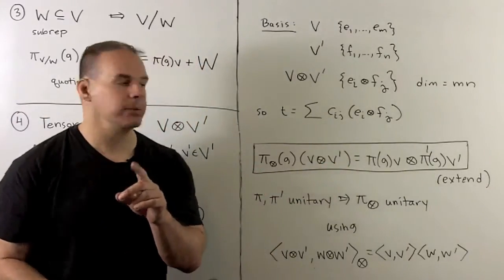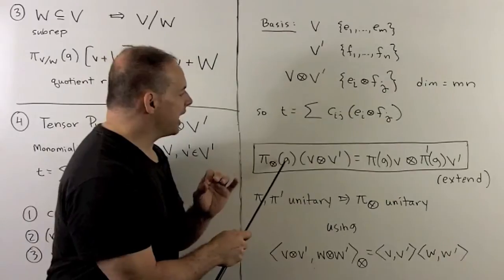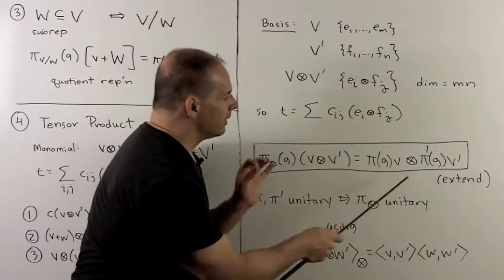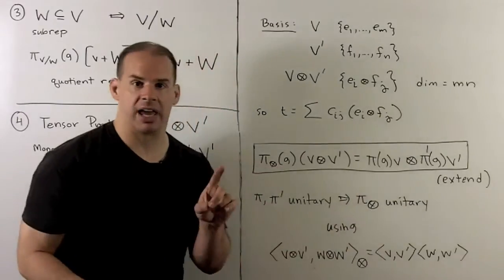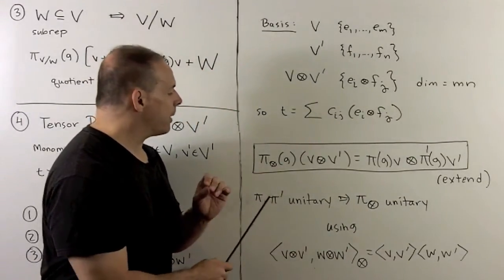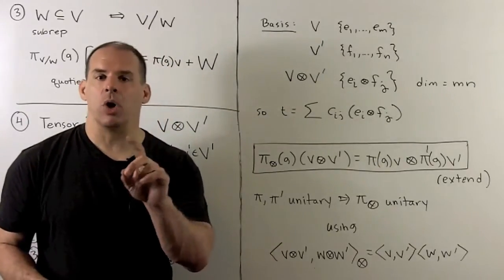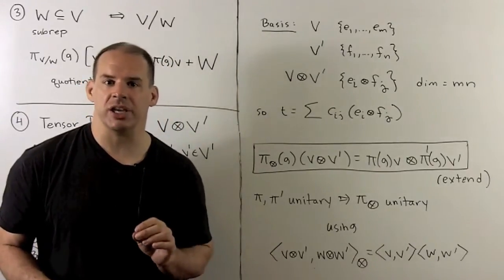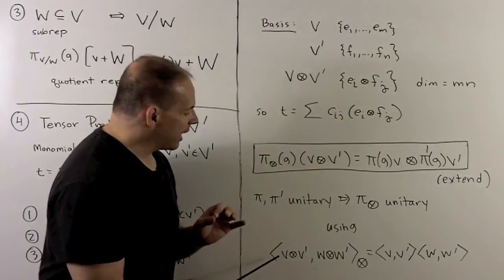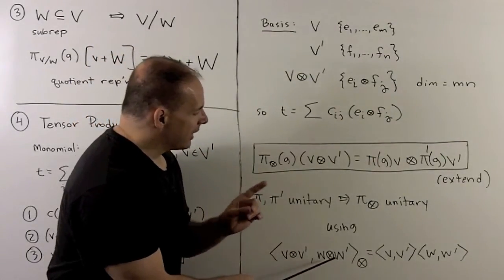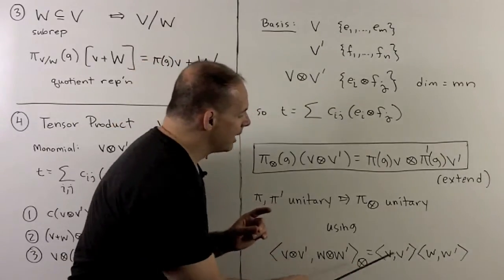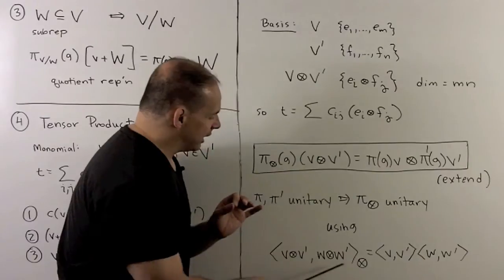For the group action, we're just going to let g act on each component. Then we extend that linearly to all the tensors. If we have pi and pi prime unitary, then we'll also have a unitary representation for the tensor product if we use the following inner product. If we have two monomials, then we take the inner product on each component and multiply. Then I just extend this using linearity.